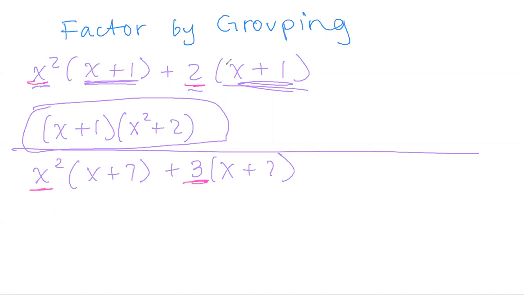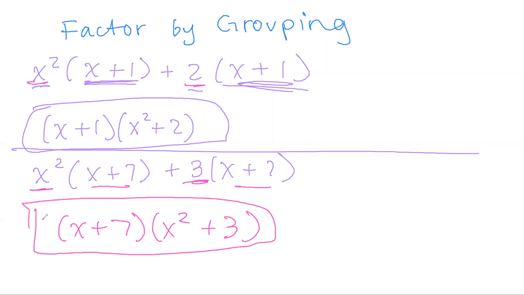So these are my outside pieces, and they share x plus 7. So I write that first. And then I write my outside pieces together, so x squared plus 3. And that's how I'll factor that.